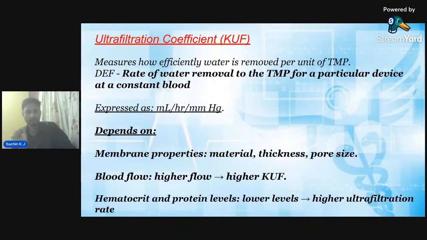Then pore size of the membrane, and blood flow. If there is higher blood flow, there is a higher ultrafiltration coefficient. And for hematocrit and protein levels, if hematocrit and protein levels are low, the ultrafiltration rate is high. So next slide, sir.